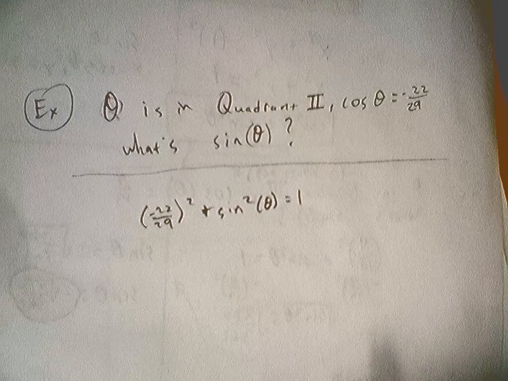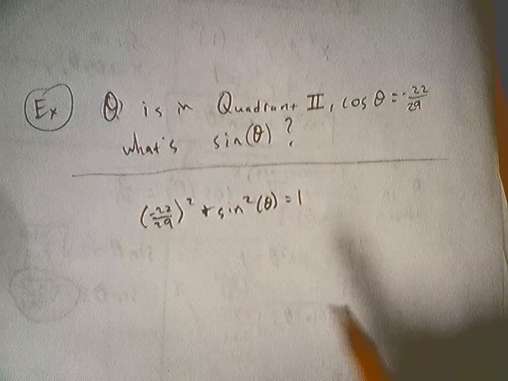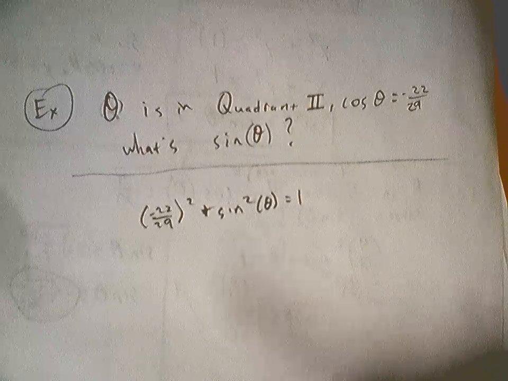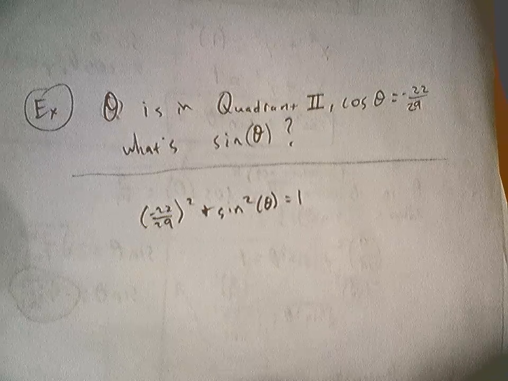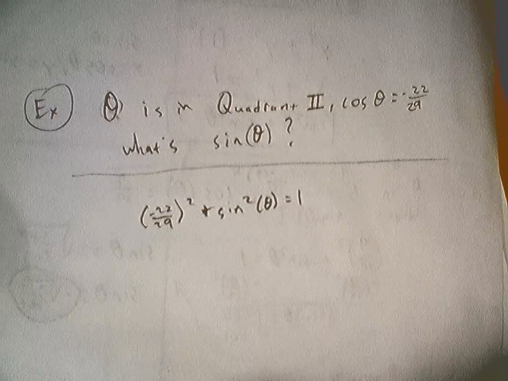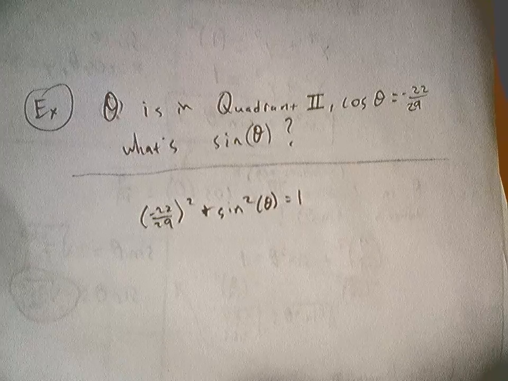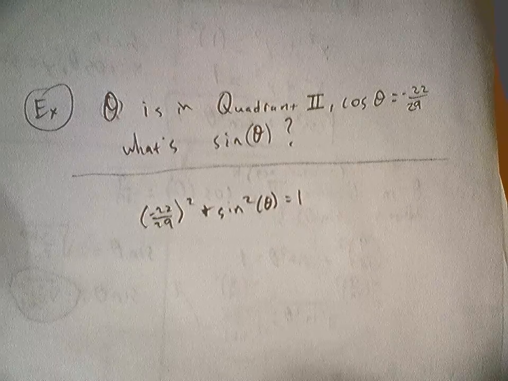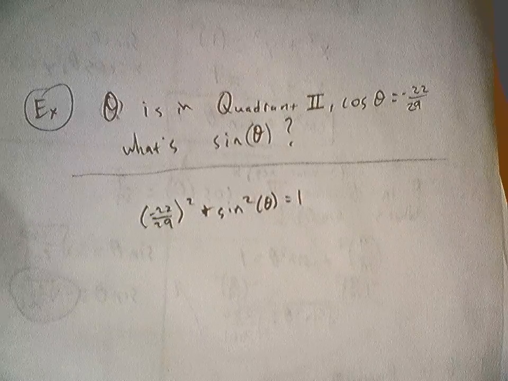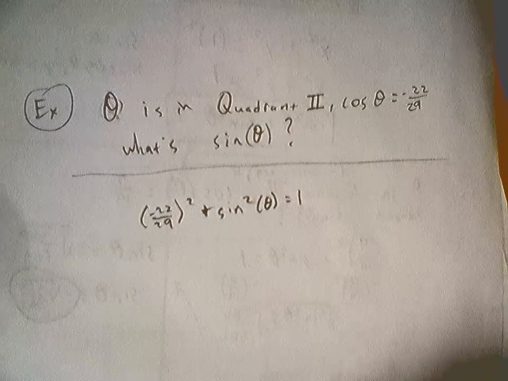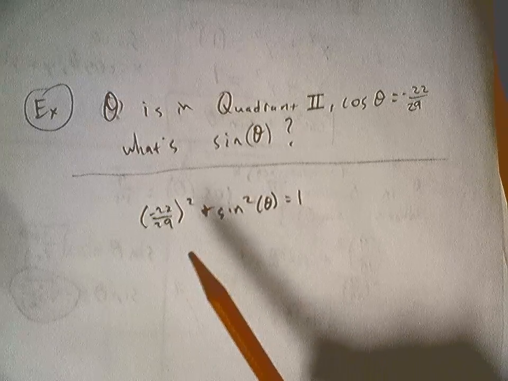Alright, here's another example of the Pythagorean identity. In this one, we know that our angle is in quadrant 2, and we know the cosine of that angle is negative 22 over 29. And the question is, what is the sine of that angle?